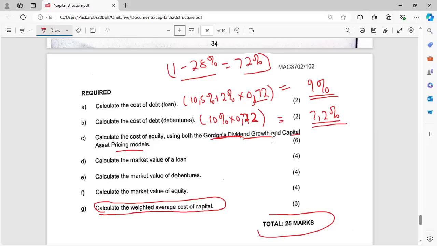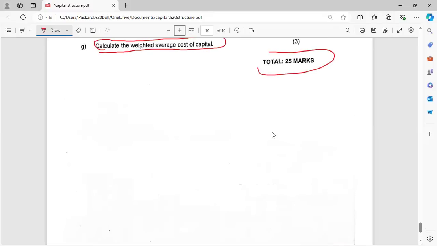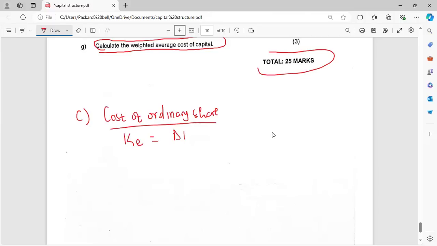Let's now do the Gordon's dividend growth. The Gordon's dividend growth is going to need your formula. So this one is going to be our C, the cost of ordinary share. We're going to use Gordon, so it's going to be KE. Let's put the formula over: it's going to be D1 over P0 plus G, am I right?